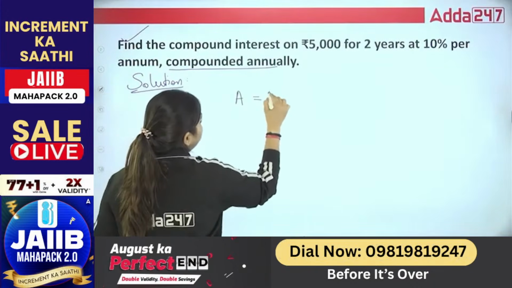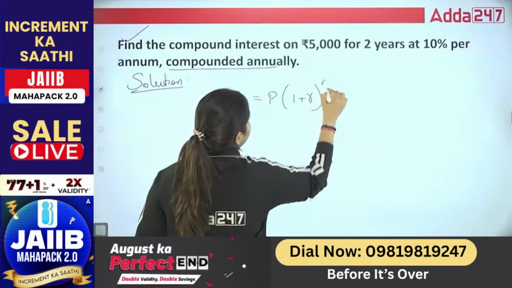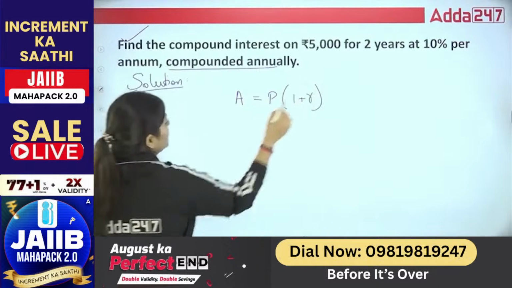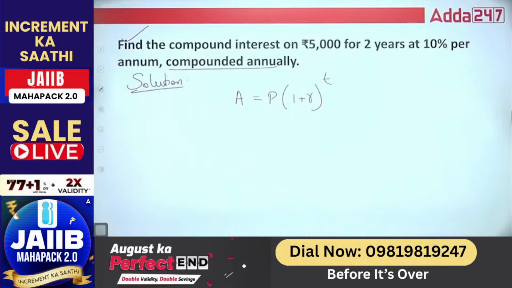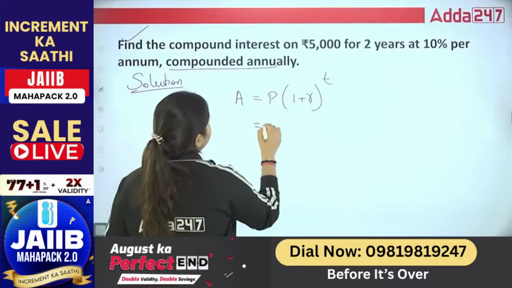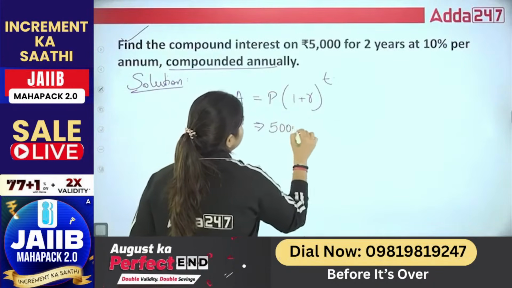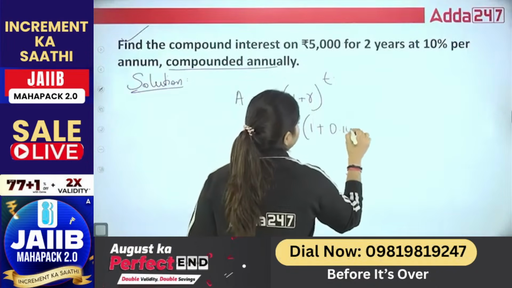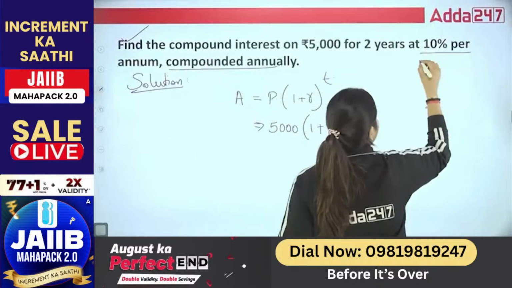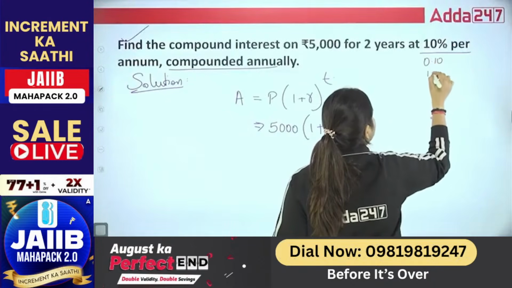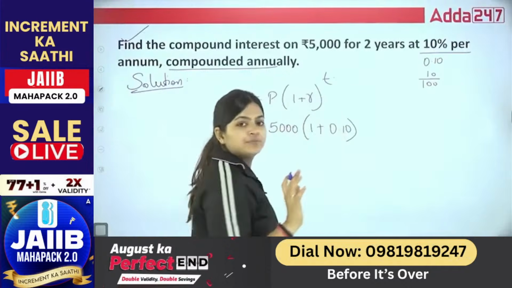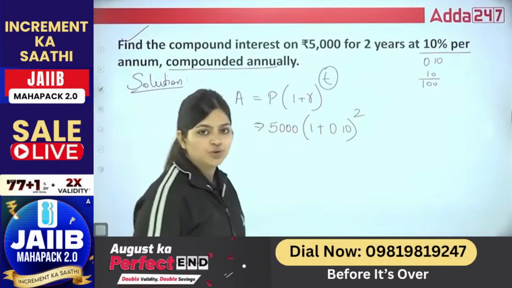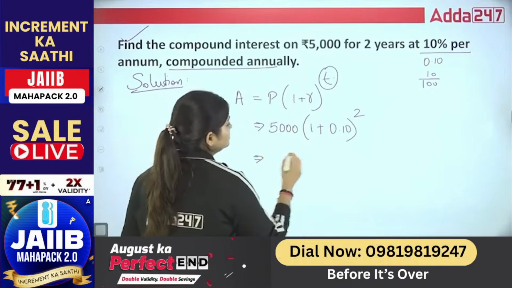A equals P into (1 plus R) to the power N. Sorry, this is your T. Okay, so P is your 5,000. R is your rate of interest, that is 10%. I already informed you, 10% you can write as 0.10 or 10 divided by 100. And the time period is 2 years.